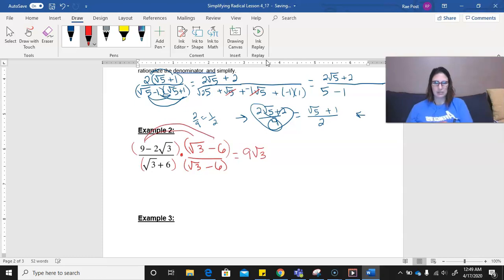9 times negative 6. And then we're going to multiply the inner terms here. It'll be plus a negative 2 square root of 3 times the square root of 3. Hopefully you guys are going to catch those square root of 3s are going to cancel out. And then lastly, we're going to multiply plus a negative 2 square root of 3 times a negative 6.